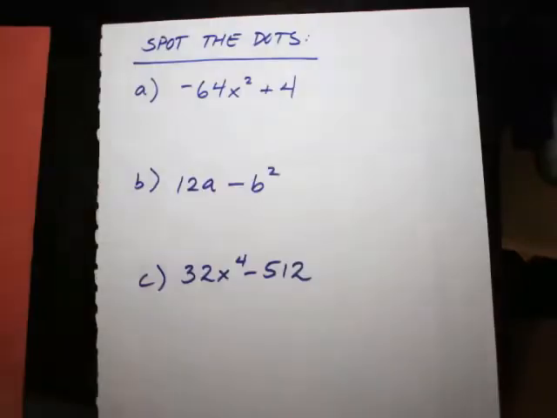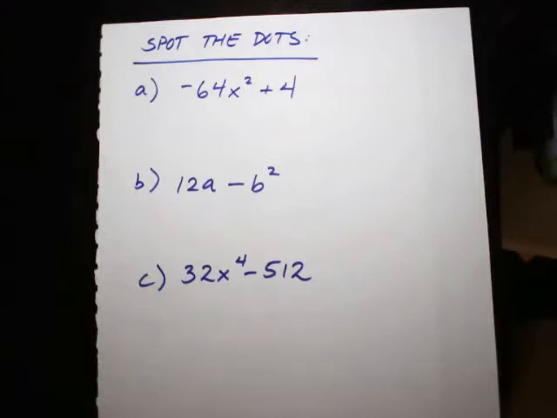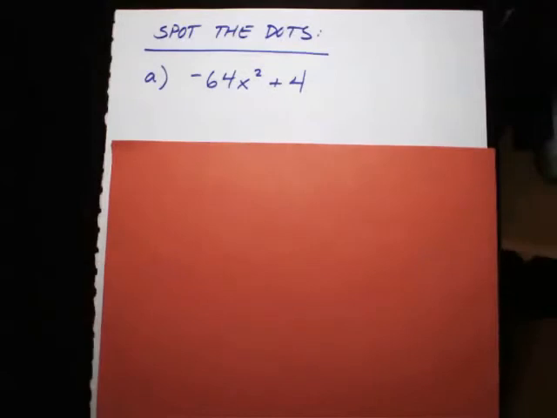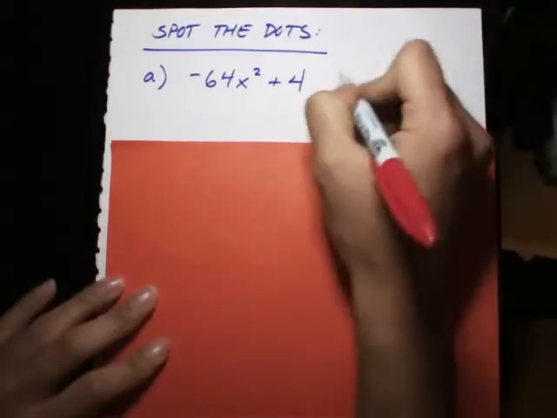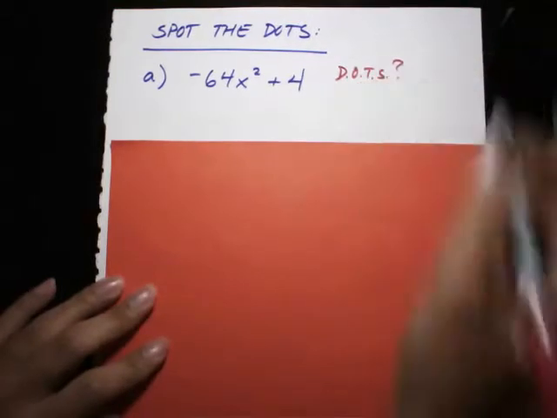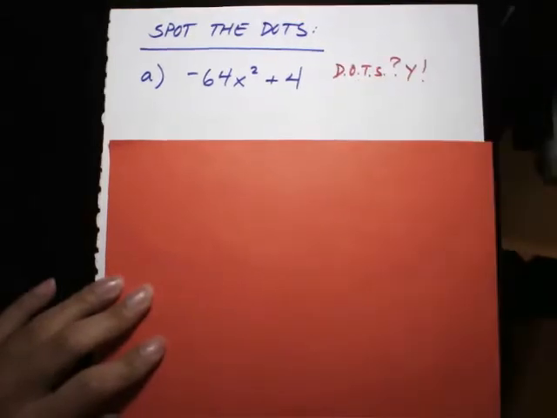So the trick though is being able to spot the DOT. I want you to write down examples A and B, and see if you would classify these as either a DOT or not a DOT. Let's start off with the first example, A. Did you get that this is indeed a DOT? Yes, it is.